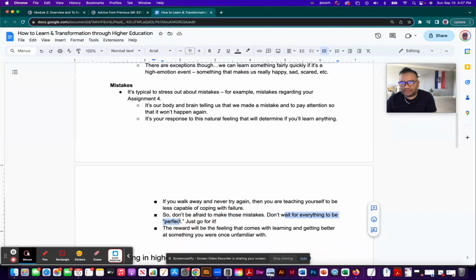And that's why I made it clear that this is an iterative process. Like, your assignment 4 does not have to be perfect because it's a draft. You're going to keep adding to this marketing plan paper until it's time for the final submission in assignment 9. Now, the reward, that's the best part. The reward will be the feeling that comes with learning and getting better at something that you were once unfamiliar with. So by the end of the semester, you're going to be like, I am a marketing guru now, right? So there you go.